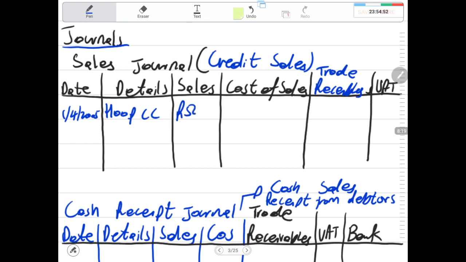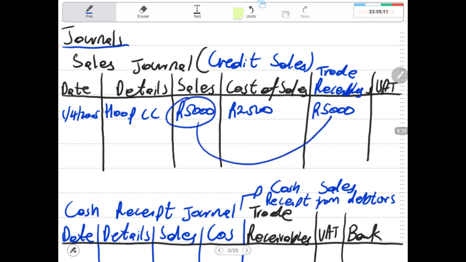Then we say the selling price of the inventory is 5,000. Cost of sales 2,500. Because we sold it on credit, it must go to our trade receivable column to indicate that this sale was done on credit. It's not done for cash, because when the sale is for cash, it will go to the cash receipt journal. So this will be how the entry is first recorded.